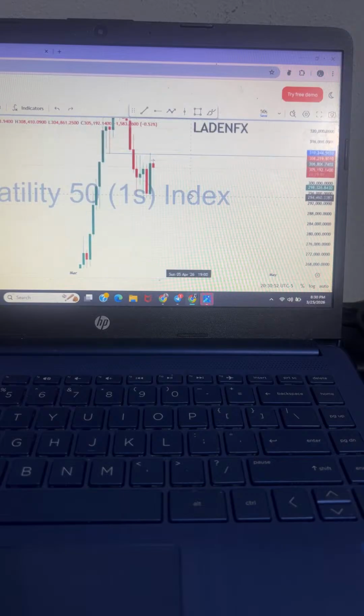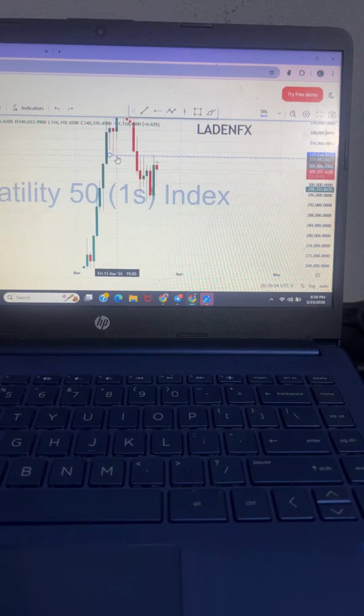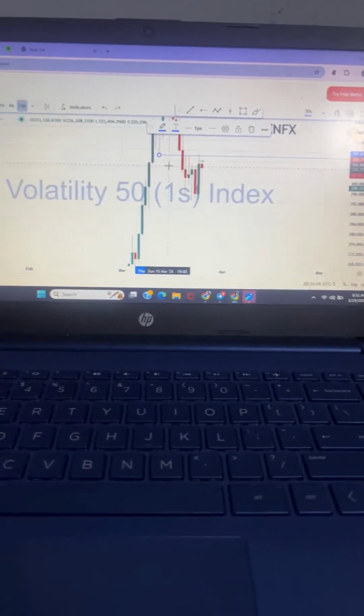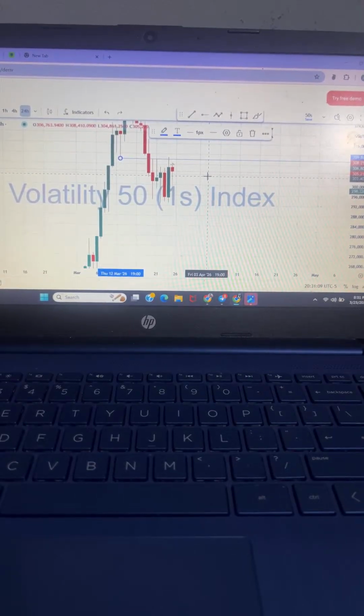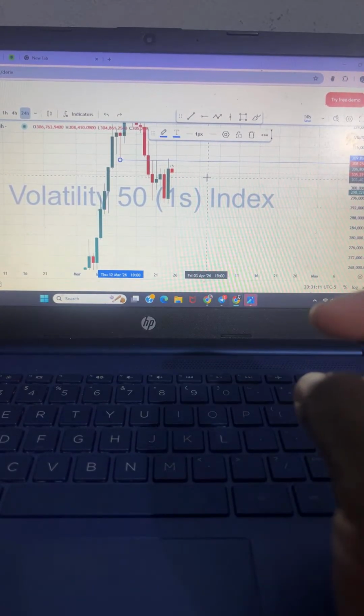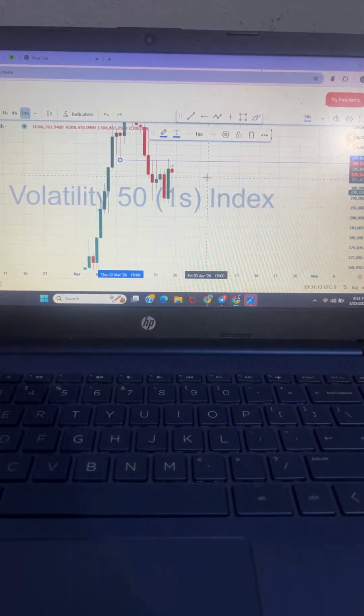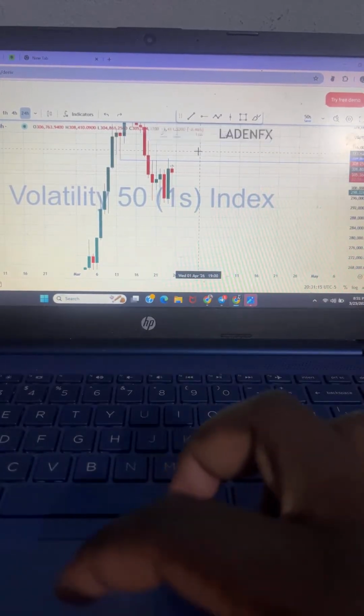Price respected this structure right here on the daily. This is the daily time frame that I'm on. So price respected it, and for the daily confirmation within the strategy, what we wait for is to tell us that the market still wants to go down after price respects a zone.